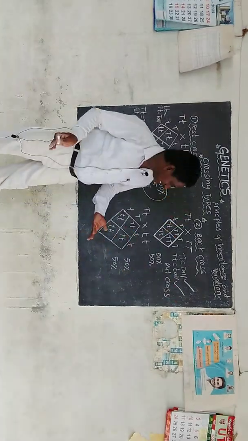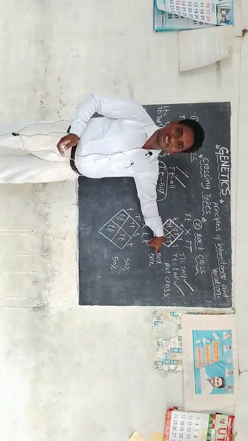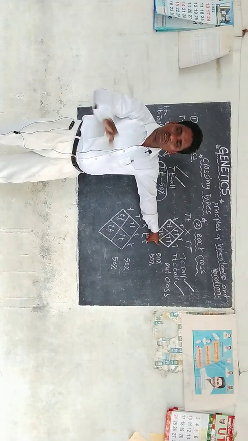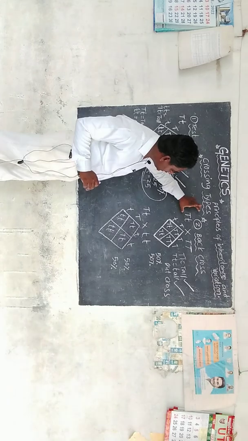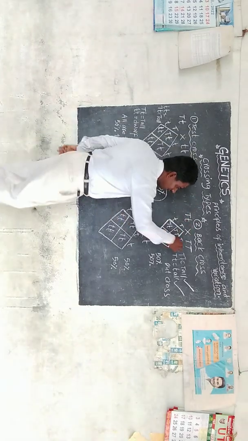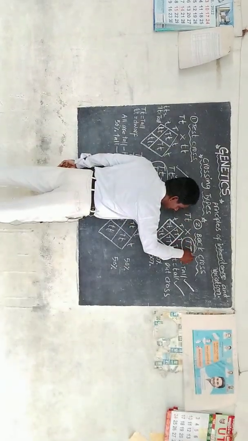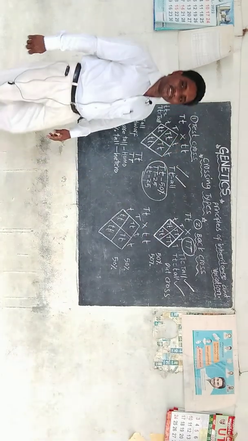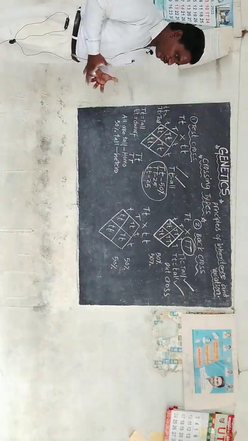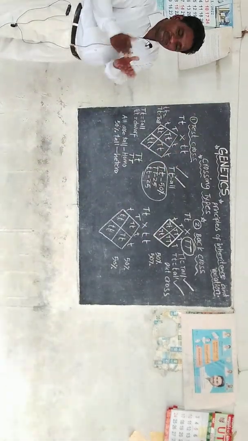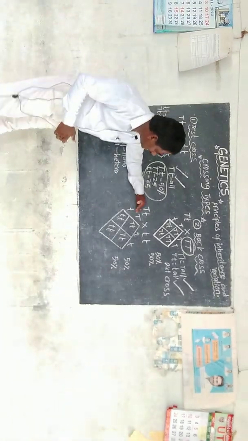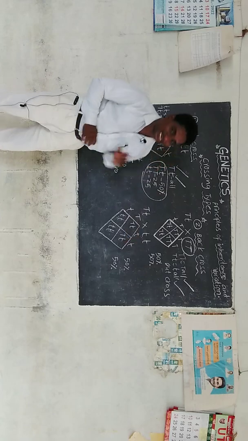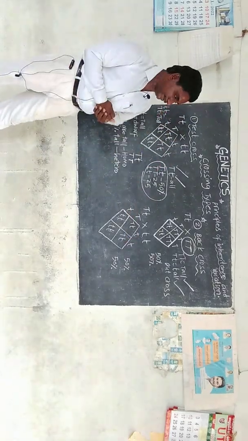The result is all are tall plants. I want to produce all the plants with height. So that's why I did the back cross with the dominant character, capital T capital T. If I want to transfer only 50% of the characters from parent to next generation, I do the back cross with the recessive character, that means dwarfness of the plant.